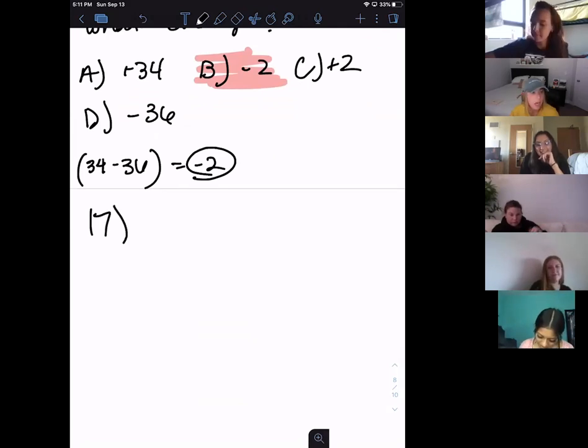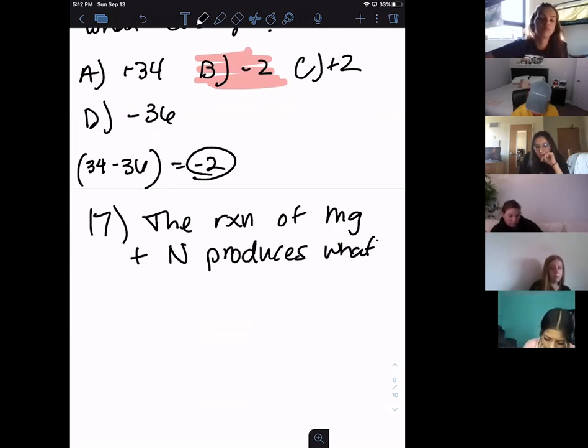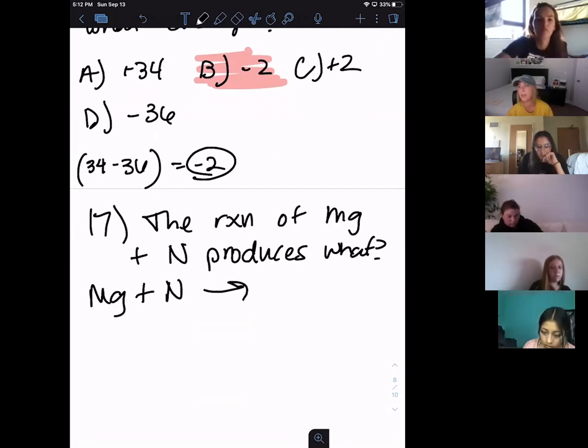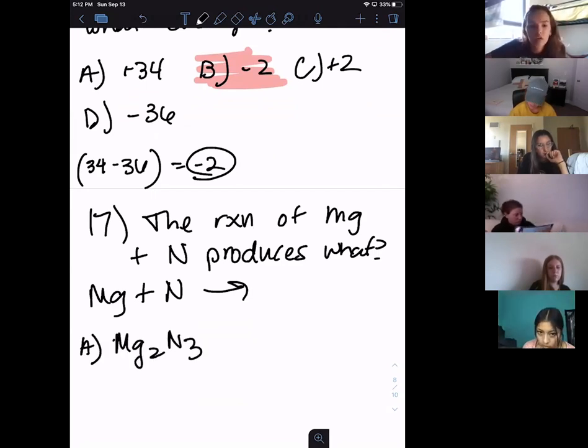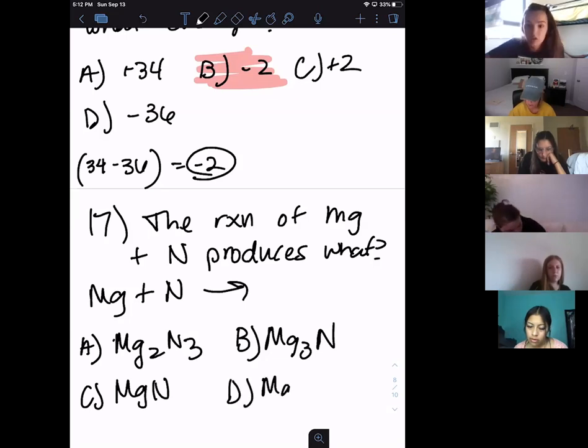17. The reaction of magnesium and nitrogen produces what? So we're taking this plus this. What does that give me? 2 atoms. Now we're making a compound, or a molecule, right? 2 atoms together make a molecule. So what is this new molecule? Is it Mg2N3? Is it Mg3N? Is it MgN? Or is it Mg3N2?